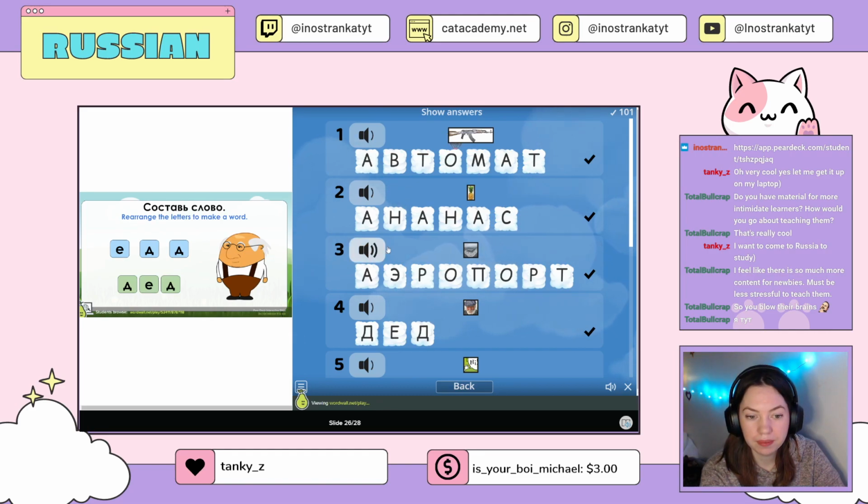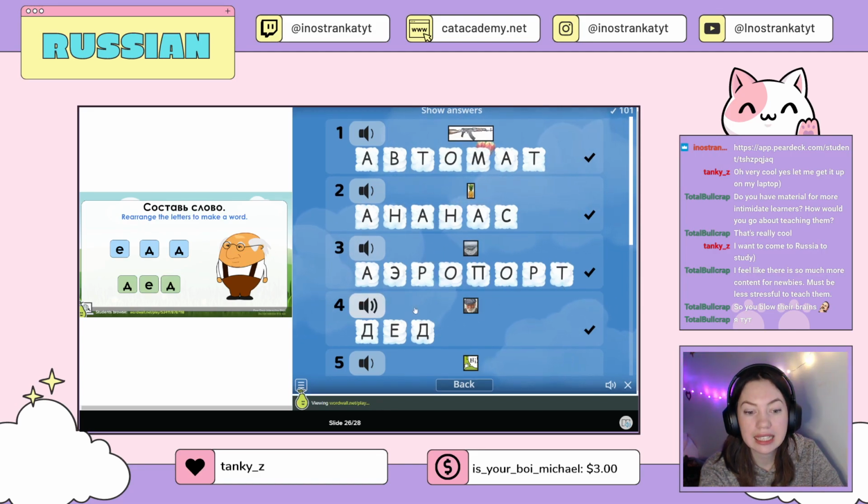Next one, Аэропорт, aeroport. Airport. The final sound, or letter, is t. So again, consonant. So it is masculine gender. Дед. The final letter and sound is a consonant. So it is a male, so masculine gender.